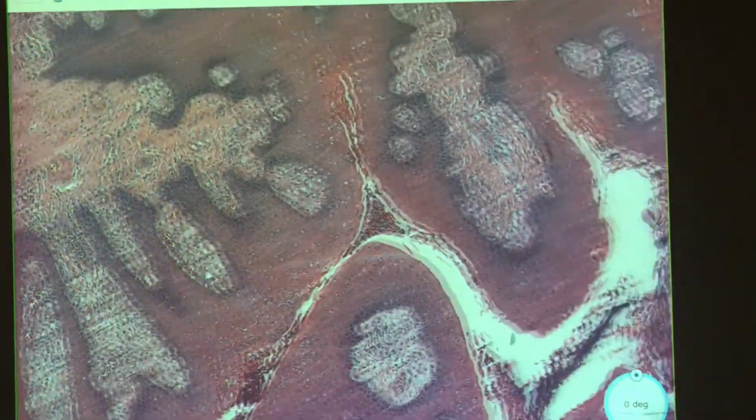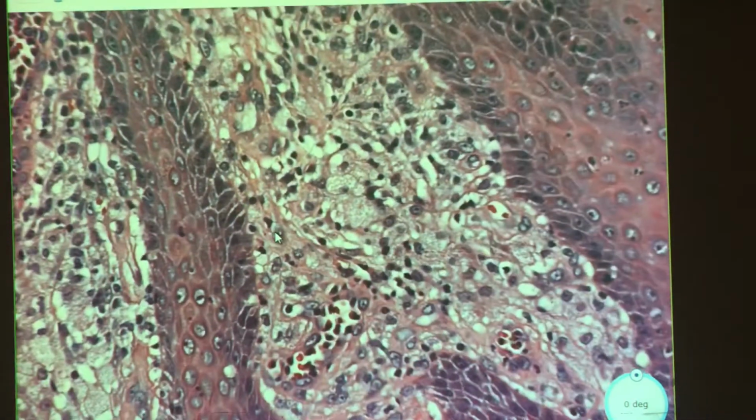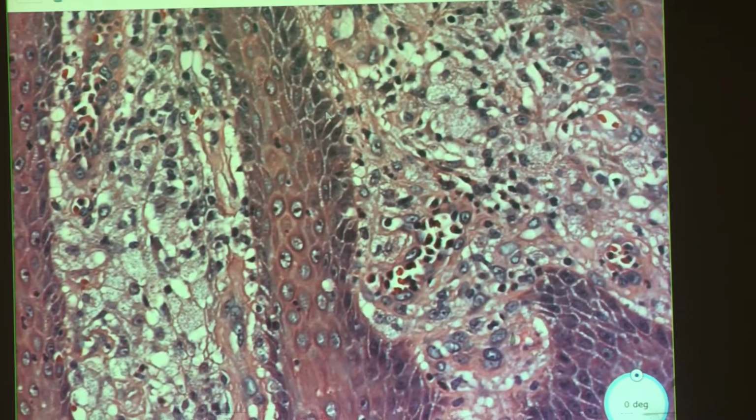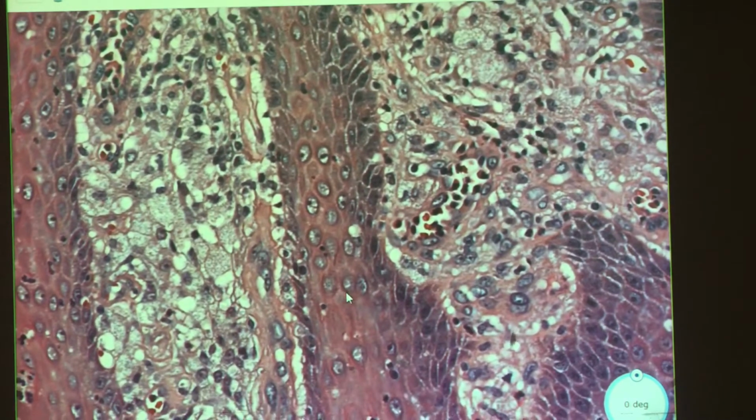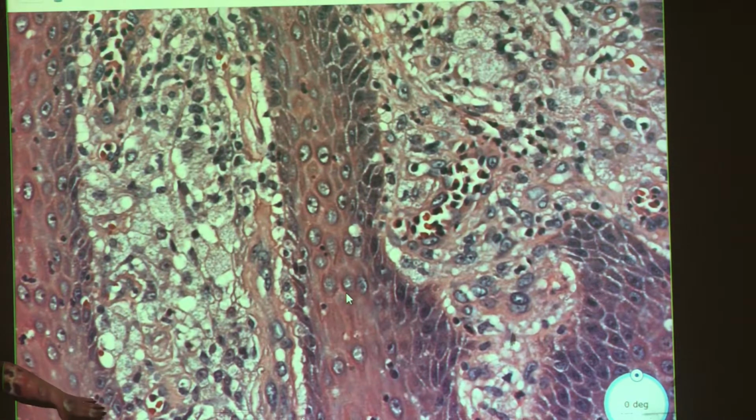So at low power it can really be confusing for, is this a verruca or is it this? I think this is the best spot, actually. Yeah, this is a great spot because you see just tons and tons of these foamy macrophages just filling everything up. And we still have those dilated capillaries.